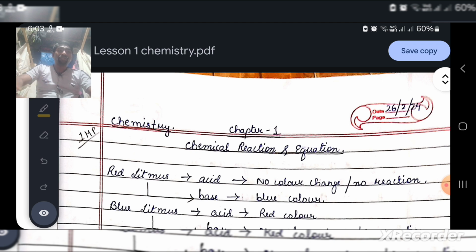Then I will provide the notes with the explanation of each and every chapter. So this is my first class. I'll go with the chemistry part first, that is chapter 1, chemical reactions and equations. We have been learning chemical reactions and chemical equations since class 7, 8, you know.